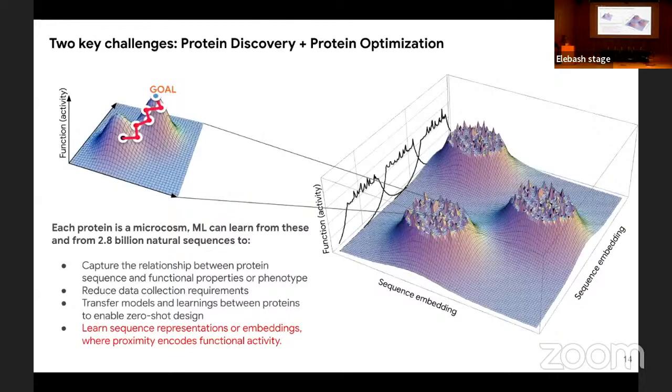But essentially, we have billions of sequences. It would be great to really capture the relationship between protein sequence and functional properties or phenotypes, and thereby reduce experimental data collection requirements and transfer models and learnings between proteins to enable zero-shot design. You might have read recently about enzymes that can break down PET for use in plastic recycling. Quite a lot of advance has been made in enzymes that specifically break down PET. But if you look at other types of plastic, like PLA or any of the many types of plastic that we use every day, we have no solution for that. We have no candidate enzymes. We simply don't know how to design such a protein and how to make it work. That's the kind of problem I imagine we could tackle if we understood this better.